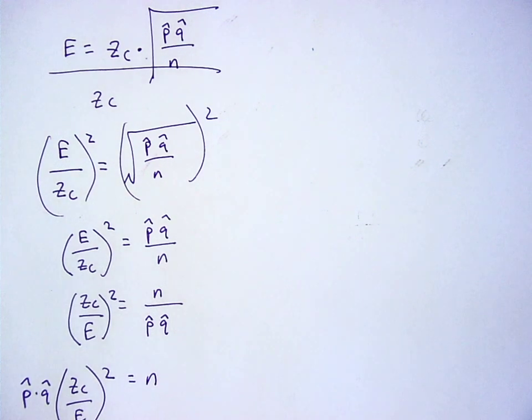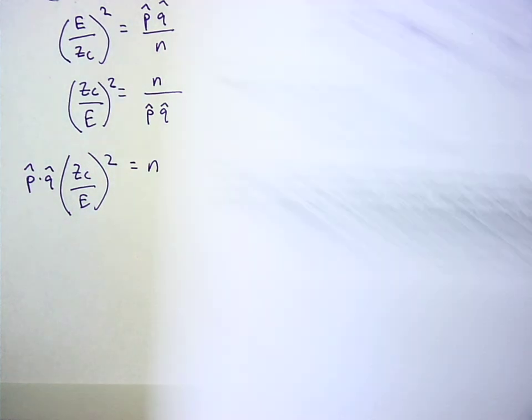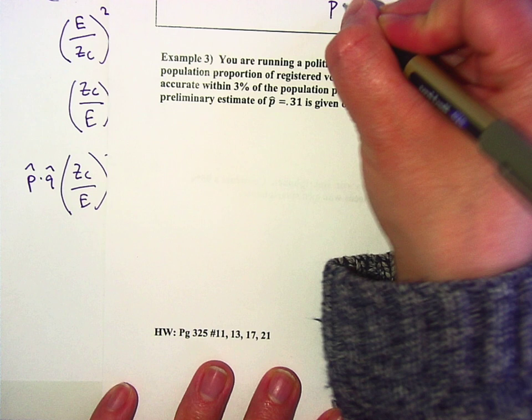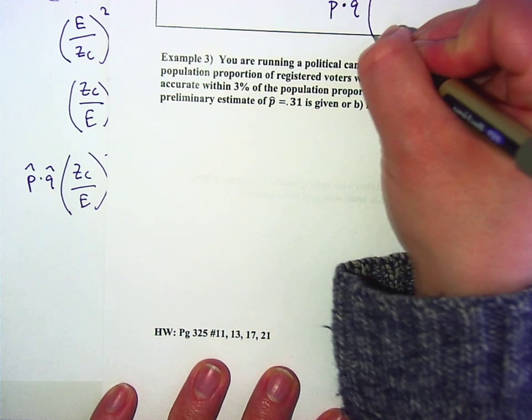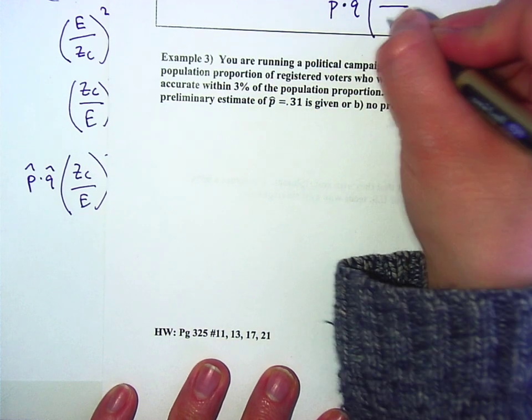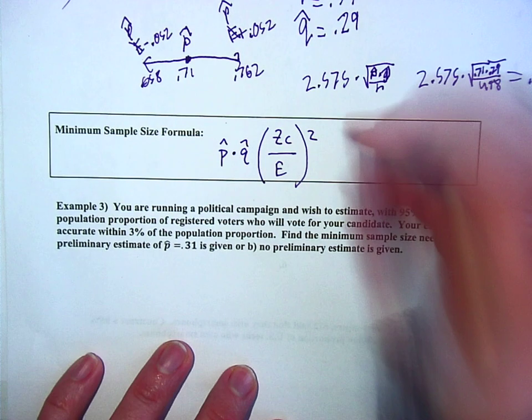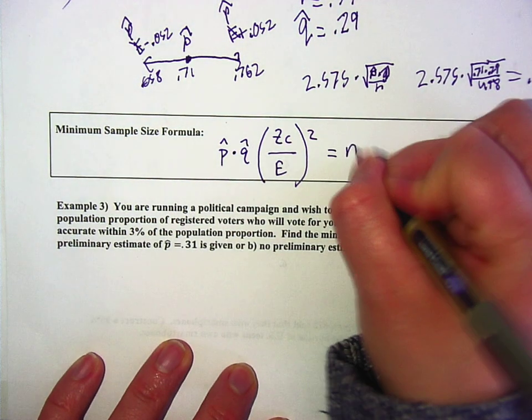And that's what goes. They're leaving the party. That's what goes. I know, so disappointing. P hat times q hat times z sub c divided by e. You're off the camera. Thank you. Squared equals n.